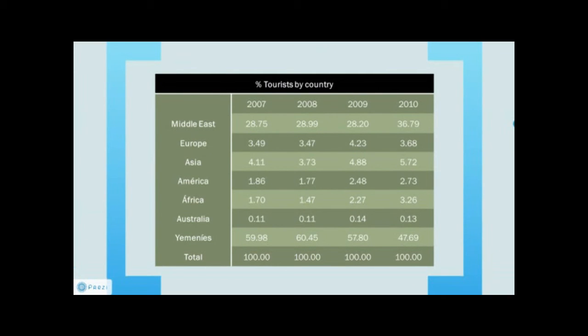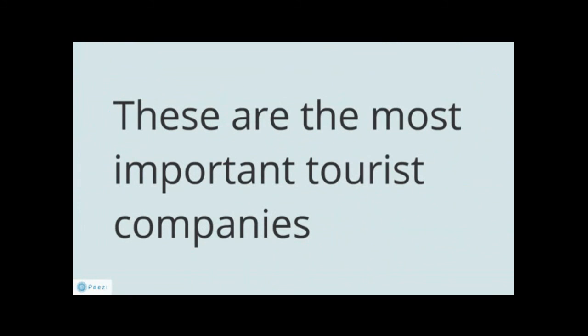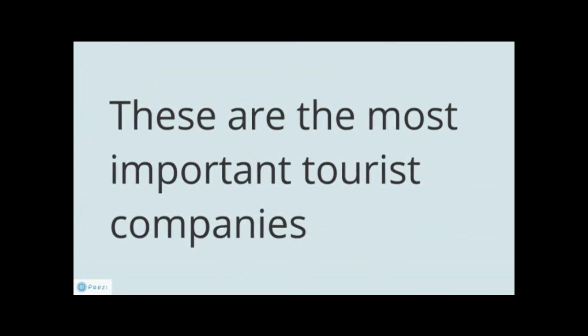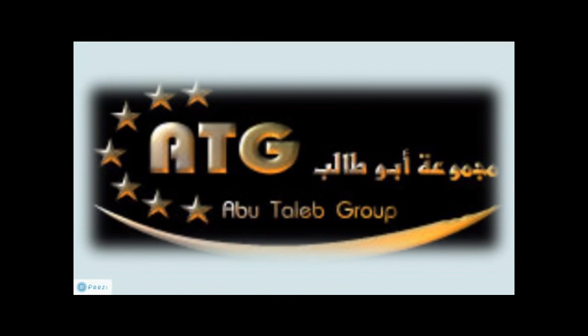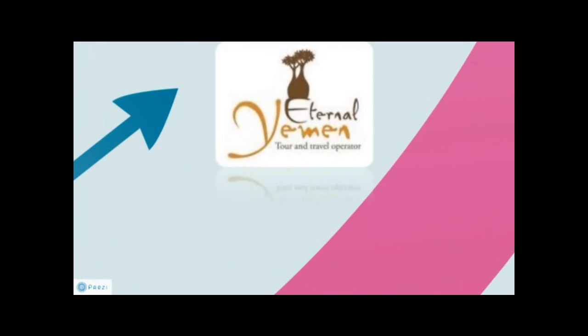As we see, the majority of international tourists are from the Middle East. Also, the number of national and international tourists is almost the same. Now, this industry has approximately 35 travel agencies, which stand out as travel agencies: Abu Taleb Group Yata, Arabian Horizon Tours, and Eternal Yemen Agency, which have a cost strategy as the national tourist doesn't have enough purchasing power.